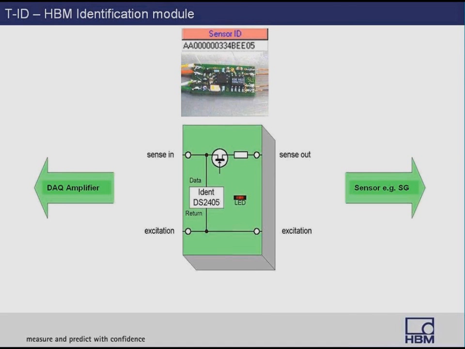It is, as explained already, included in the measurement chain. It's a unique 8-byte number that is stored in a chip, in a ROM, and can be read out by a USB dongle and also by the data acquisition system.